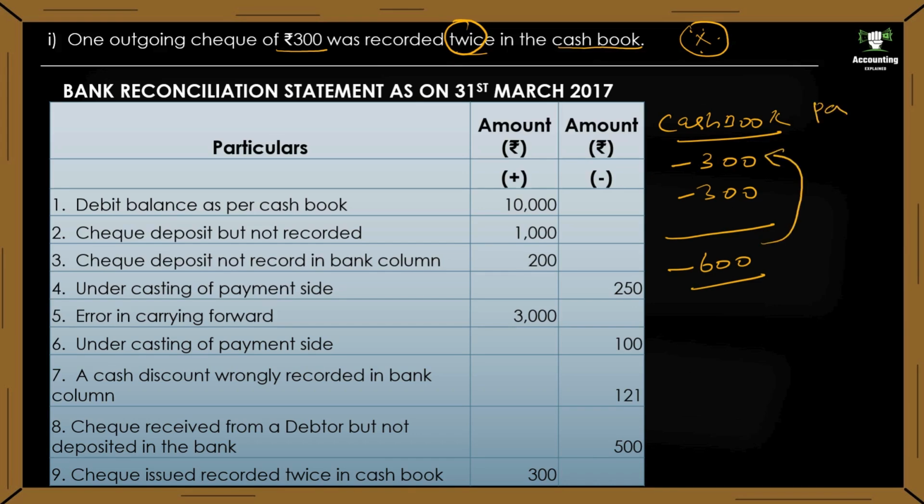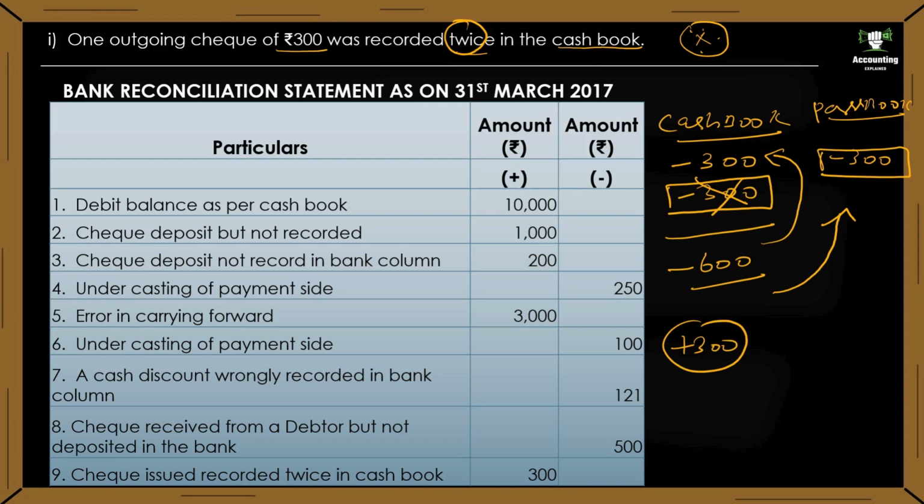But in the passbook, the bank would have done the transaction correctly. They would have deducted only 300. So we are going to find out the passbook balance. So this 300 which we have deducted has to be nullified. How will you nullify a minus? By adding. So we have to add this 300 to get the correct balance of the passbook. So see the point number 9 in our solution, that is BRS. Check issued recorded twice in the cash book is taken to the addition column of the BRS, 300 rupees.